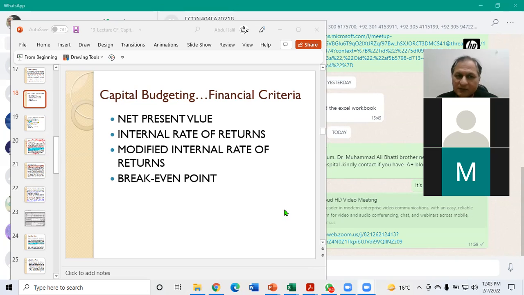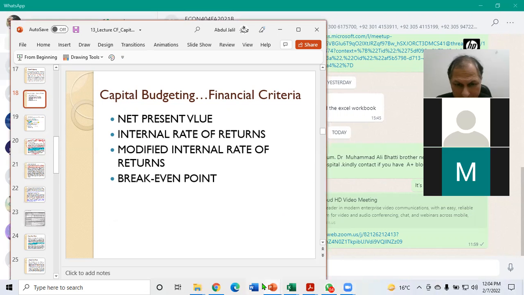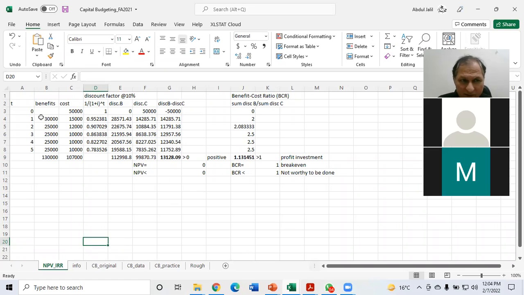Last time we reached the point where we are going to apply the capital budgeting technique, and there are a few important things we need to understand regarding that. One is the net present value, internal rate of return, then modified internal rate of return, and break-even point. These are very important because we are going to apply them. Last time I started this, and we have done this part.